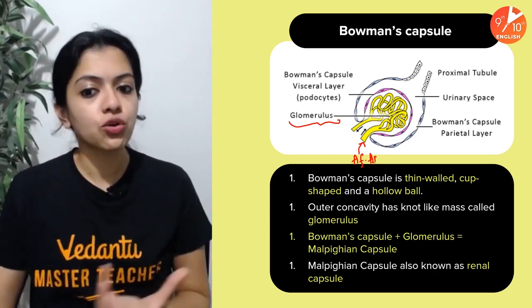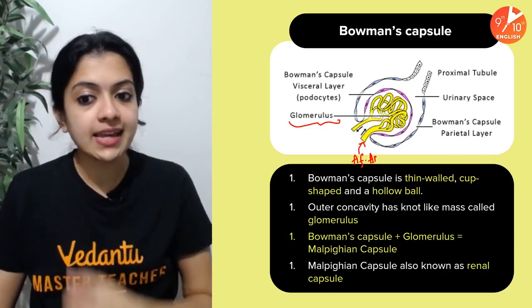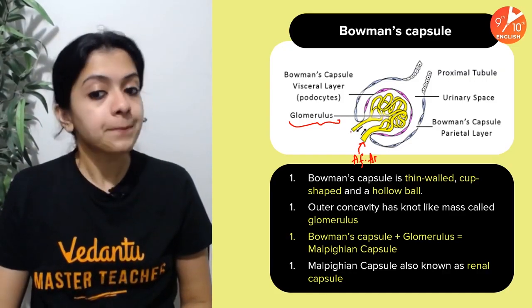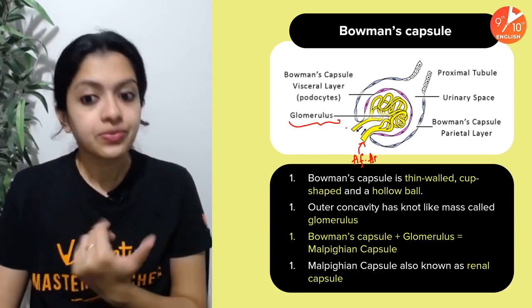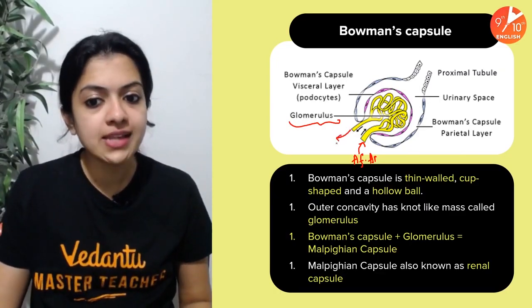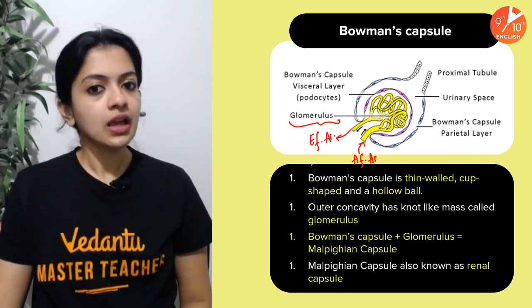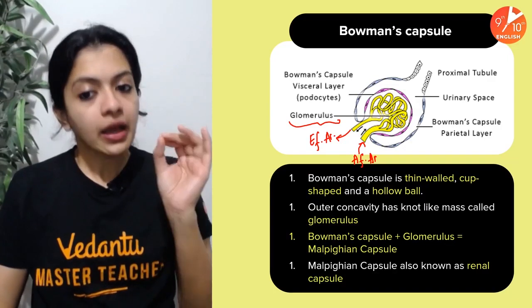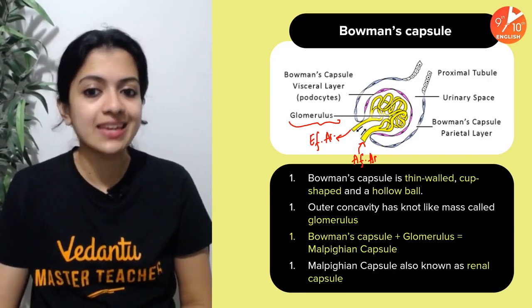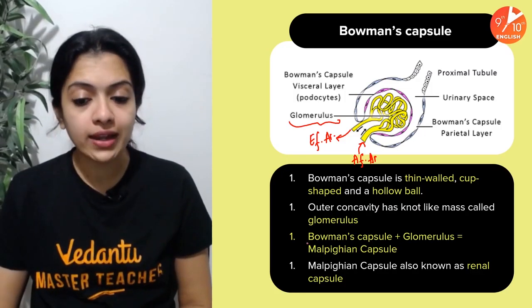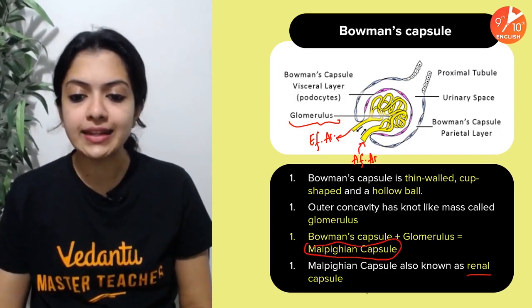It is into the glomerulus that blood supply from the afferent arteriole would come in. An afferent arteriole is a branch of the renal artery. So that gets into the glomerulus, and the part of the blood which does not get filtered goes out of the glomerulus through the efferent arteriole. So the Bowman's capsule and the glomerulus together are given a very special name. We call it the Malpighian capsule or the renal capsule.